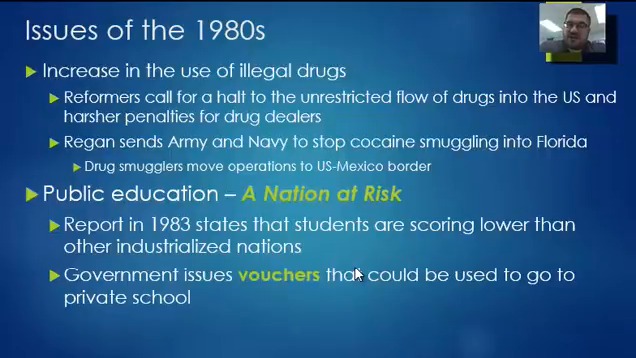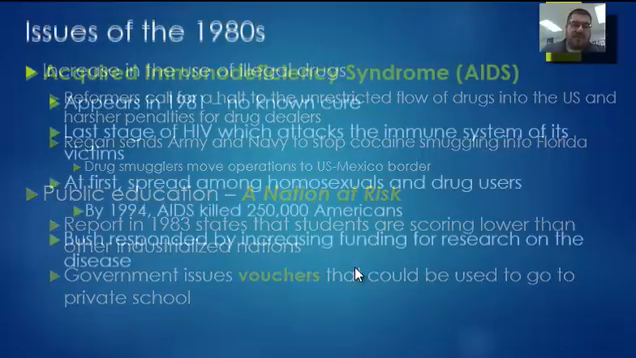Public education also takes a hit with the study A Nation at Risk that says that students in the U.S. are scoring lower than students in other industrialized nations. So one solution is that the government starts to issue what are called vouchers, which are like money, checks that people can use to send their students to private school. But that assumes that private schools are better than public schools, and also liberals argue that it is taking money away that could be used to help public schools do better.